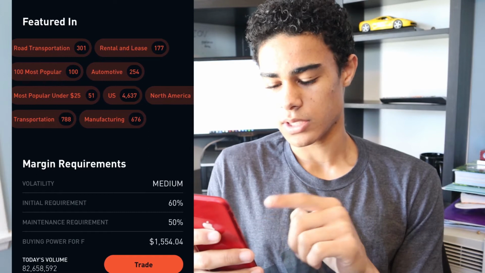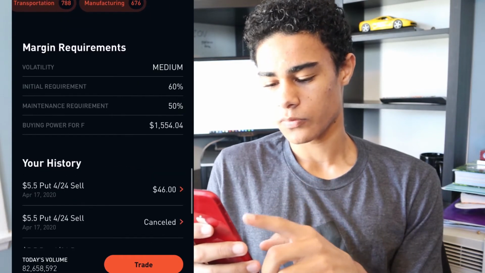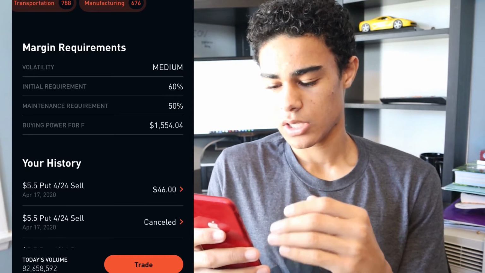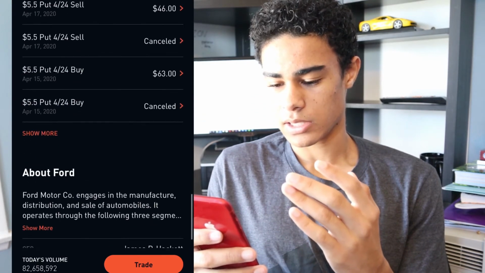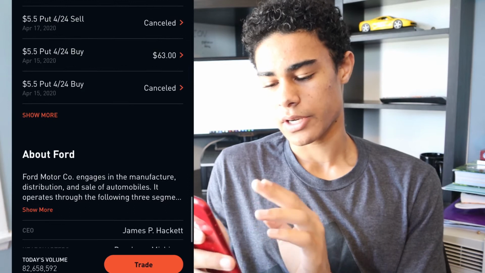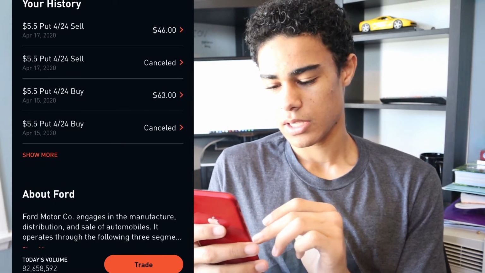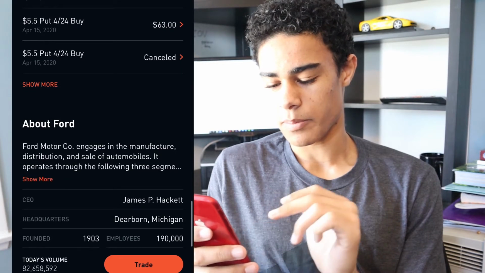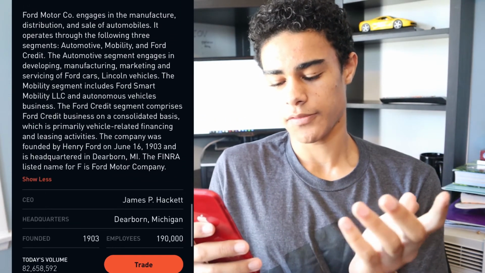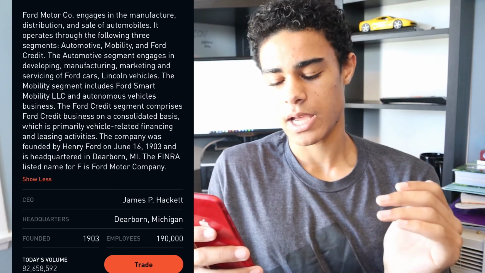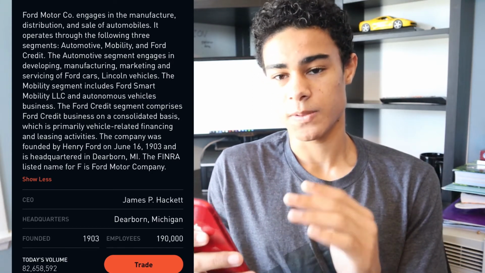These other categories too. You could look at the volatility, so how much it's jumping up and down. This is a medium range. And let's keep going. You can see your history if you made any stocks. So I did make some puts here. And then you could see an about, so what Ford is, if you didn't know what Ford is, as well as the CEO, when the company was founded, how many employees it has, where it's located, all those sorts of things.